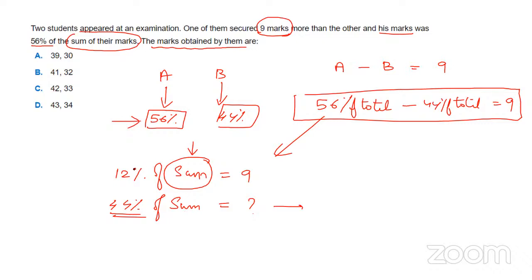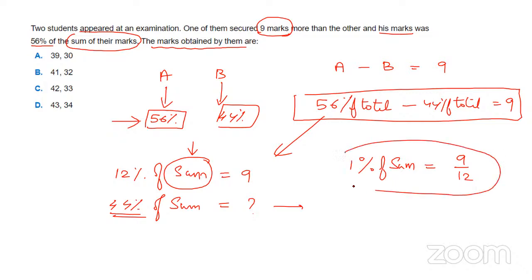Because it's given that 12% of the sum is 9, I can say, what would be 1% of the sum? If 12% of the sum is 9, I can say that 1% of the sum is going to be 9 by 12. So once you get this relationship, we can clearly find 44% of the sum. That is equal to 1% into 44 will give you 44%, right? So your answer is nothing but 44 into 9 by 12. While solving this, you will get the answer immediately with this one step.